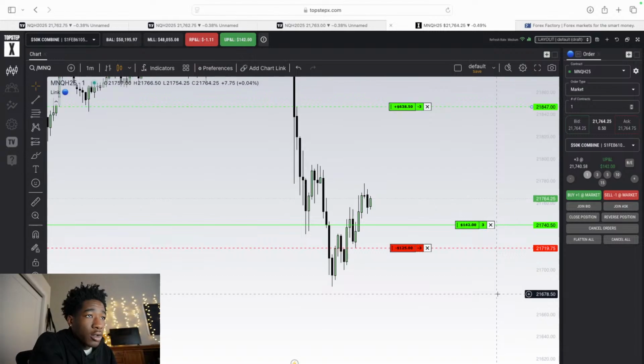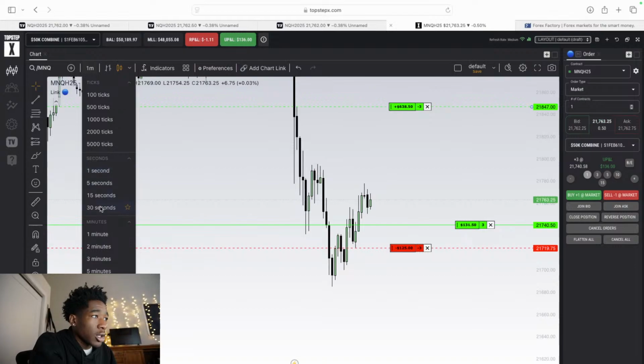A 1 to 2 is at these highs right here. A 1 to 2 is at those highs. So I want to see if we can at least get up there. If we get up there, or if we break above this high, I can go break even. But I want to see some type of displacement. Look at the 30-second.